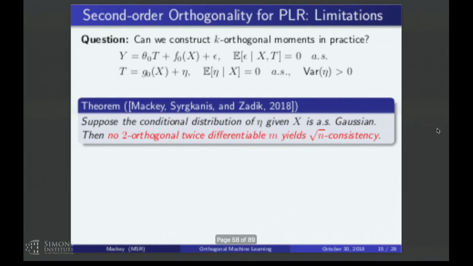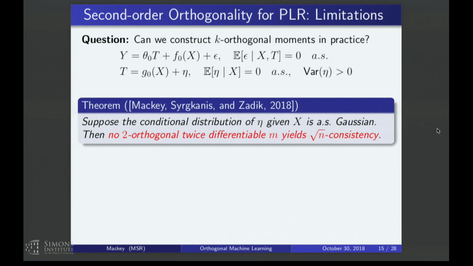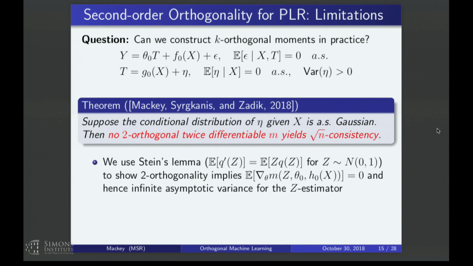And in particular, if your treatment residual in that second equation, the eta, is Gaussian, technically conditionally Gaussian given x, but if it's Gaussian, then there's no 2 orthogonal moment that will yield root n consistency. Okay, and so you can actually prove that.